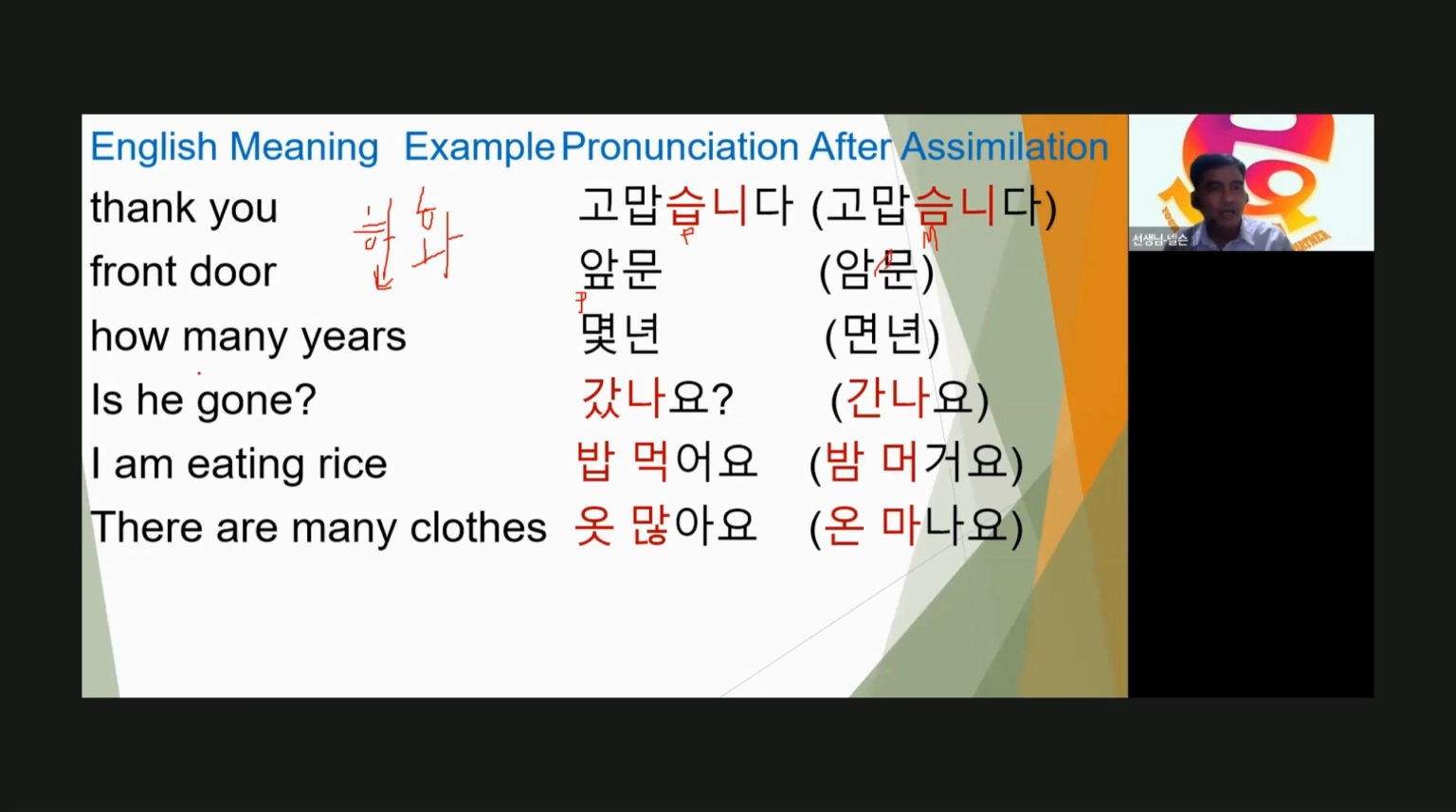Okay? Then, how many years. Instead of myeot nyeon, since myeot means how many, the correct pronunciation is myeon nyeon. Then, he's gone. Instead of gatnayo, this character, siot, when used as a final consonant, takes the sound of the letter T, but the correct pronunciation instead of gatnayo is gannayo. It becomes a double N.